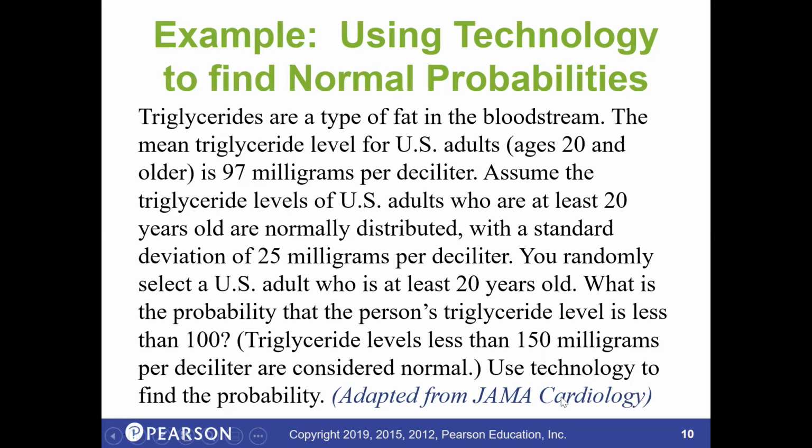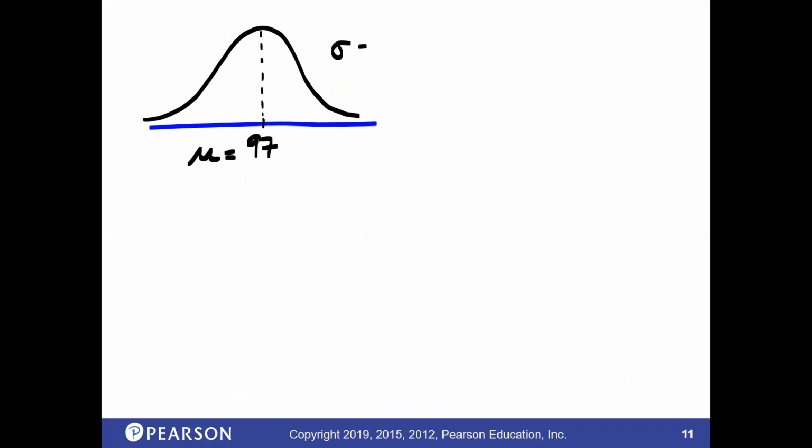Okay, I'm going to try it here. Let's see what we got. So I'm going to draw it out. This is the way I would do it. I'm going to say, look, mu is 97. Standard deviation is 25. And I'm looking for X value that's less than 100. Or the probability of X value being less than 100.